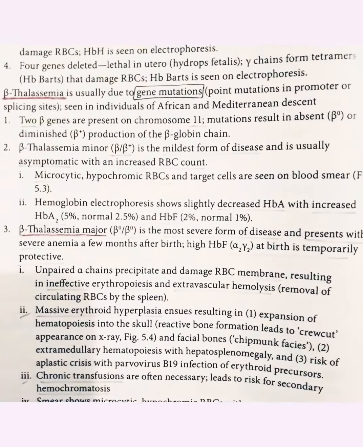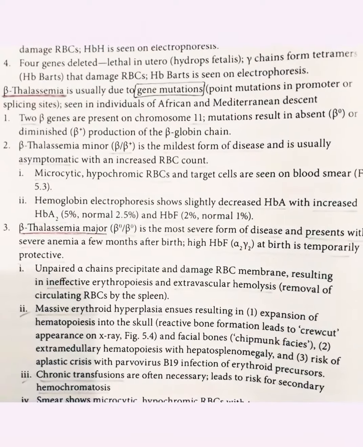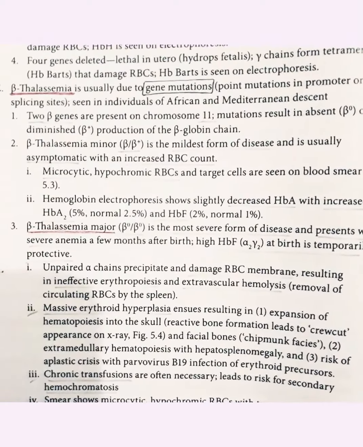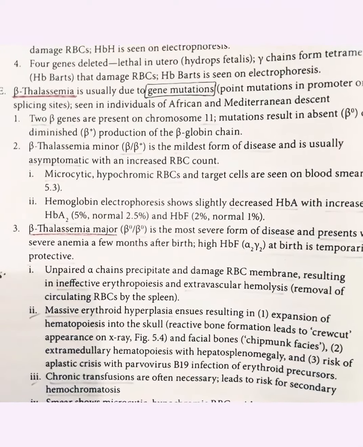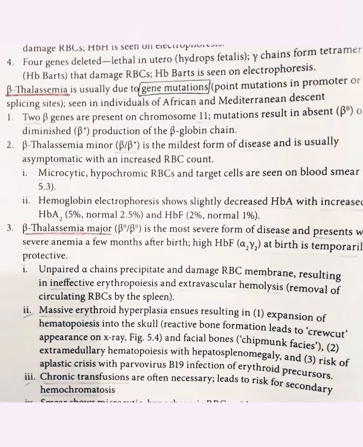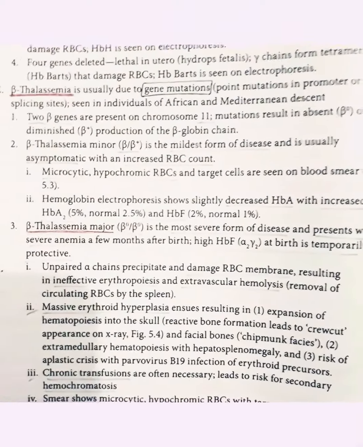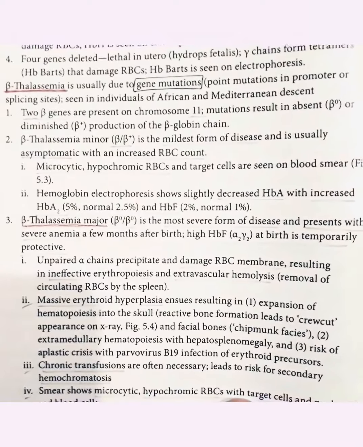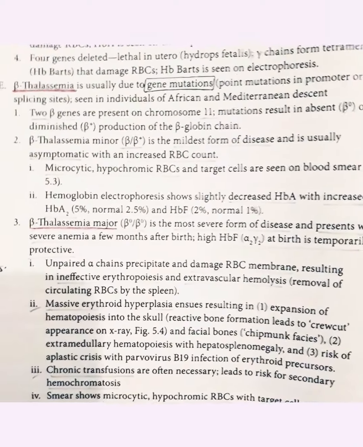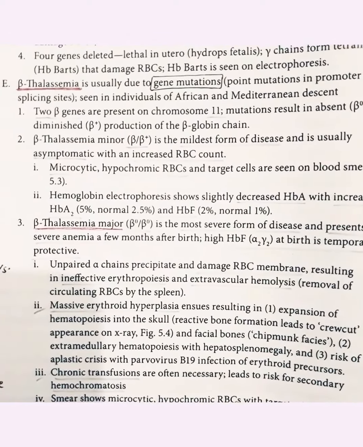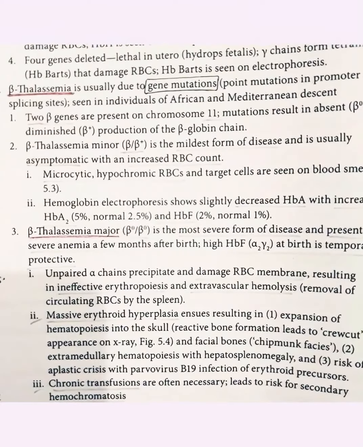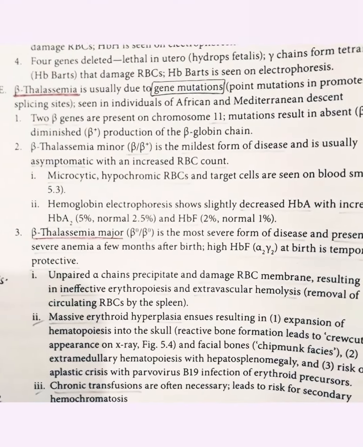Beta thalassemia is usually due to a gene deletion, or point mutation in promoter or splicing sites, seen in individuals of African and Mediterranean descent. 2 beta genes are present on chromosome number 11. Mutations result in absent, beta naught, or diminished production of beta globin chains, beta plus. Beta naught means no production of beta chains, while beta plus means decreased production of beta chains.